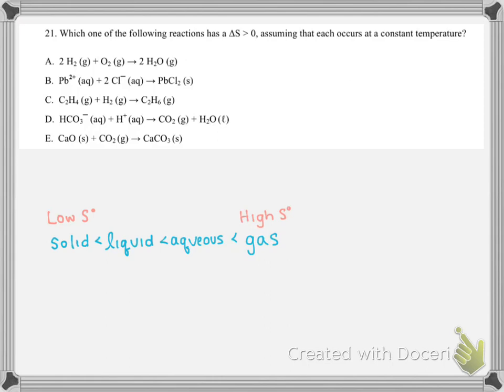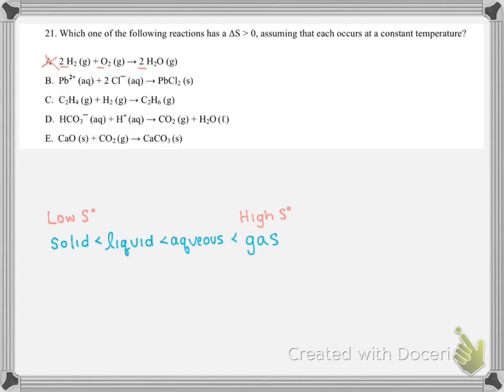Number 21, they want us to figure out which reaction has an increase in entropy, so a positive delta S. And so we're going to look primarily at the phases of the reactants and compare it to the phases in the products and see which one becomes more entropic. And so we know gas phase has the highest entropy by a long shot, and solid is the least entropic phase. And so in A, we go from 3 moles of gas down to 2, so that would be a decrease in entropy, so it's not A.